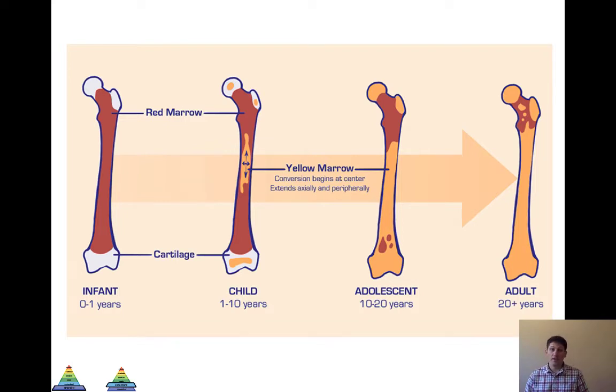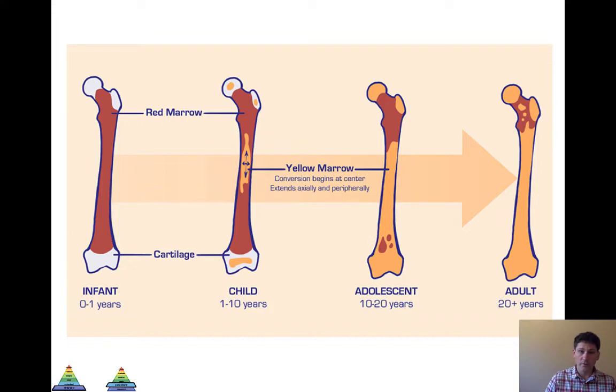As we age, we don't need as much of that production of our immune cells or our red blood cells. And so our yellow marrow is actually where we start to store fat, and we also have some white blood cell development as well. All right. By the time we're 20 or older, most of you in this class right now, your bones are mostly made up of yellow marrow.